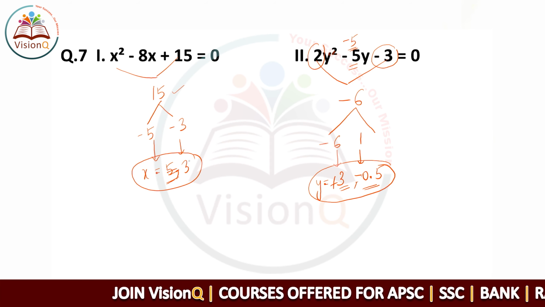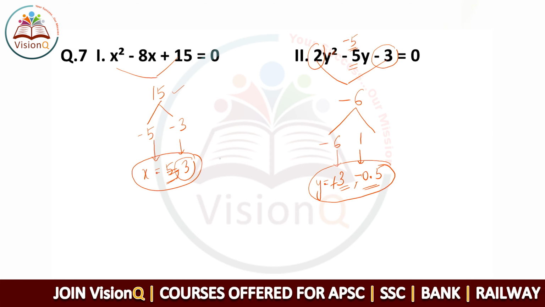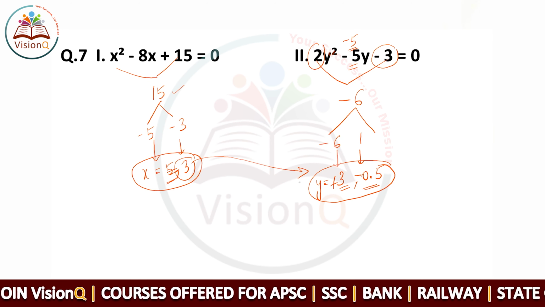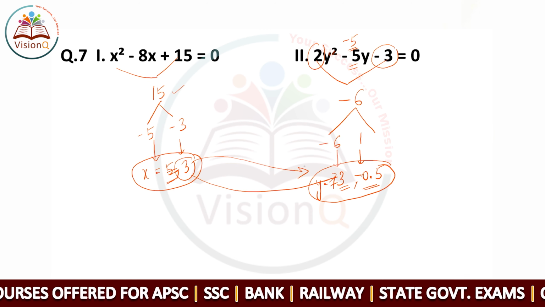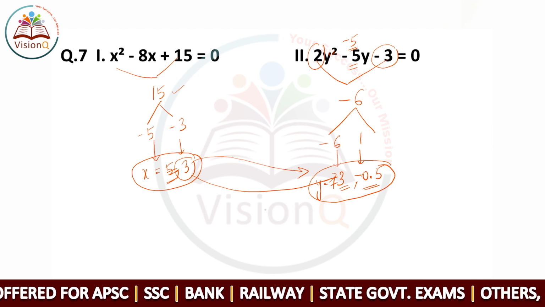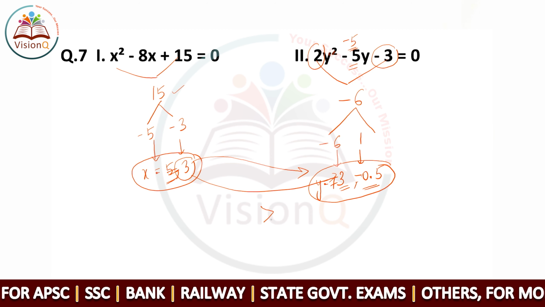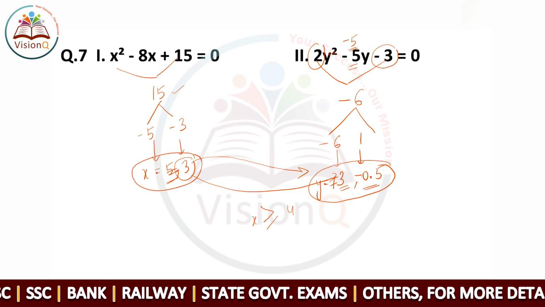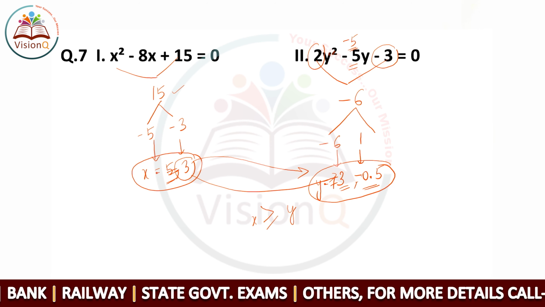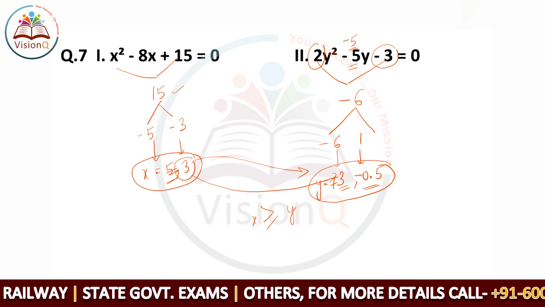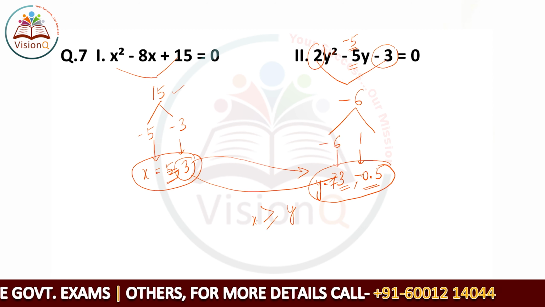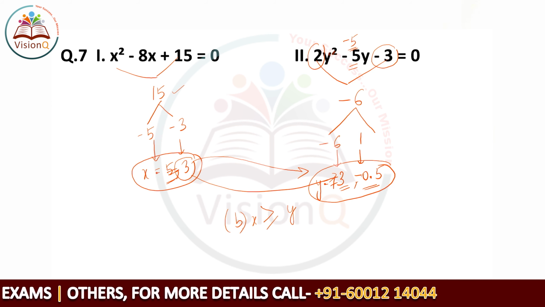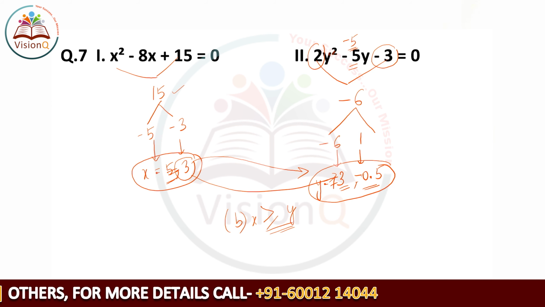Now come to the next value of x, which is 3. 3 and 3 are equal. Then 3 is greater than minus 0.5. So x is greater than or equal to y, because out of this comparison, in one value x is equal to y. In the other three values, x was greater than y. So correct answer is option number B, x is greater than or equal to y.